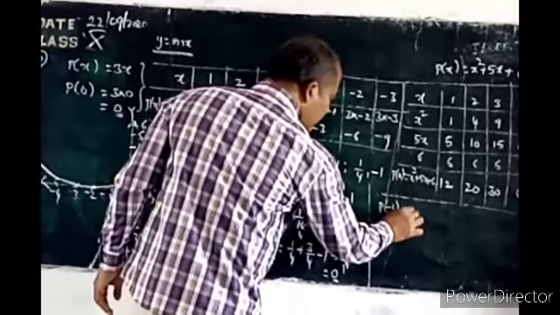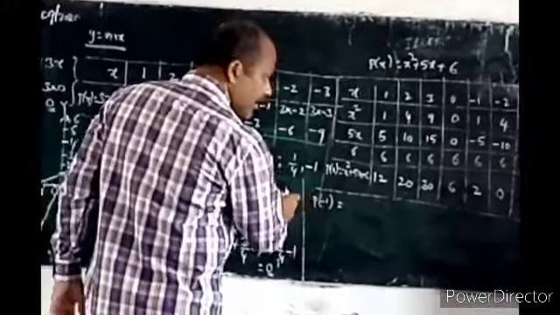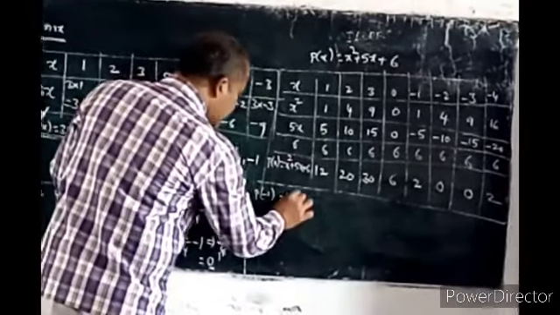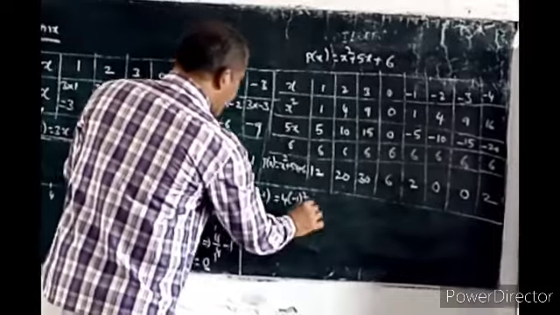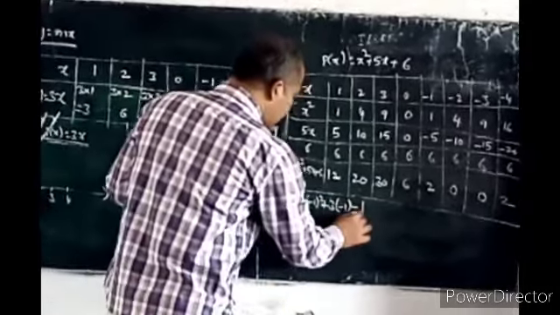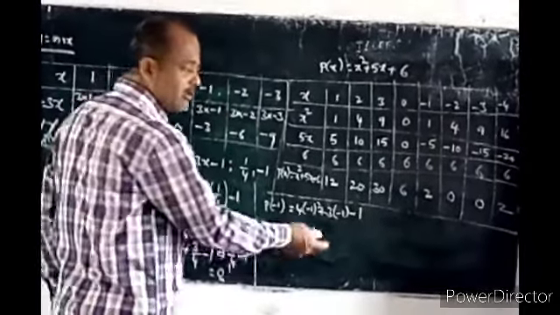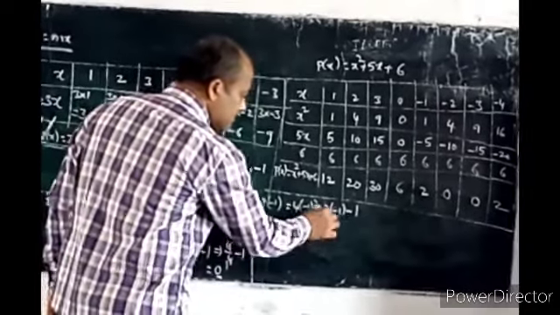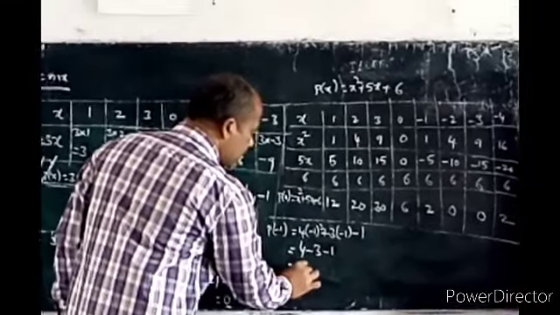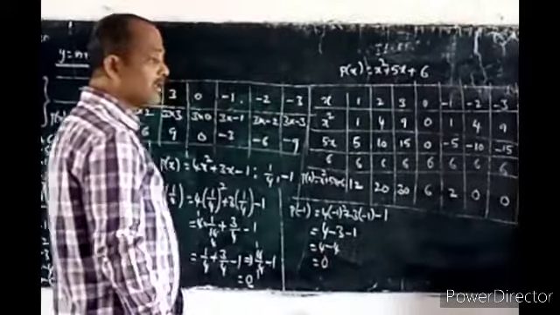In the same way, P of minus 1. How much are you getting? Let's see. In place of x, again we are going to substitute minus 1. 4 into minus 1 whole square plus 3 into minus 1, again minus 1. 4 into minus 1 square is 1 only, so 4 into 1 is 4, plus 3 into minus 1 is minus 3, again minus 1. That is 4 minus 3 minus 1, which is 0.